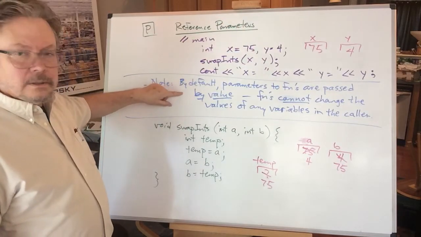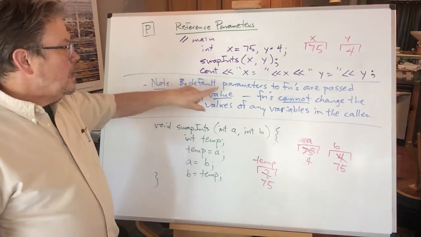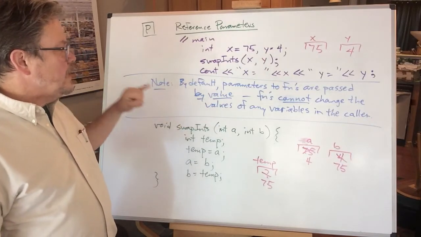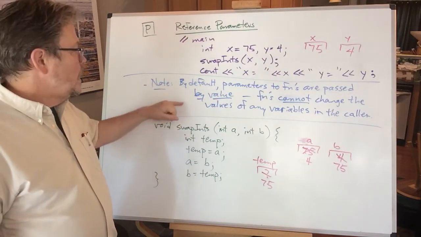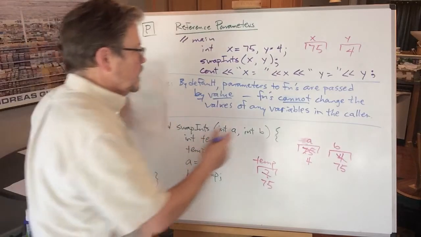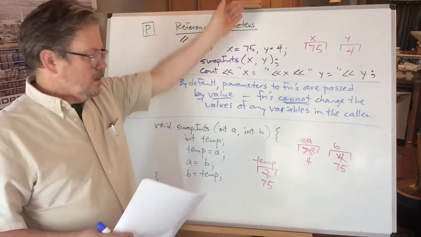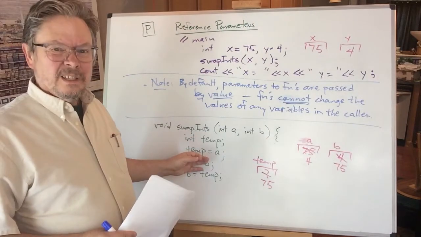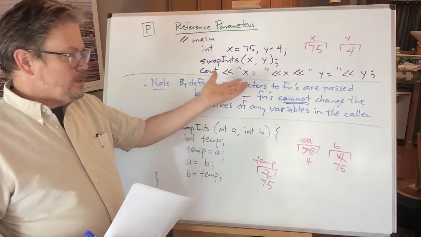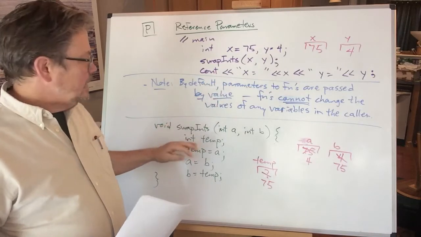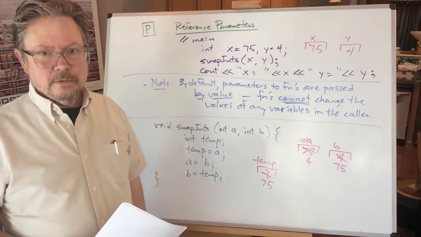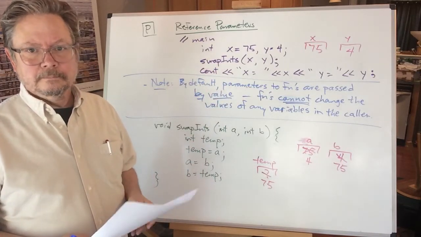By default, if we don't do something special, parameters to functions are passed by value. Functions cannot, double underline, cannot change the values of any of the variables back in the caller. This swap ints, since it only got values, copies of the values of those variables back in main, did not have the power to change the value of x or to change the value of y. It's quite sad.